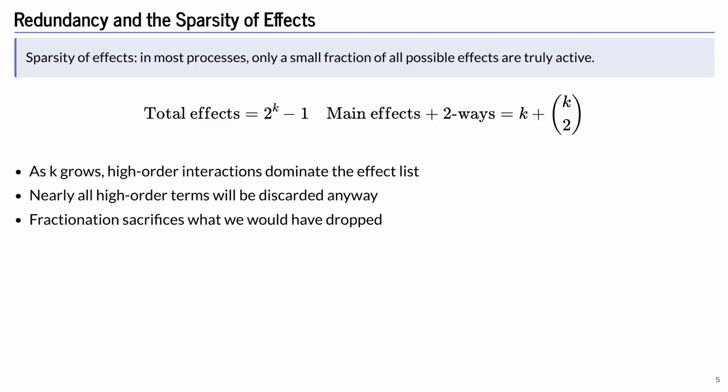The sparsity of effects principle says that in most real processes, only a small fraction of all possible effects are truly active, and the active ones are almost always main effects and low-order interactions. High-order interactions are rarely physically meaningful, and even when they exist, they are usually too small to matter practically. So a full factorial spends enormous resources estimating effects we would discard anyway. Fractionation formalizes that decision up front.